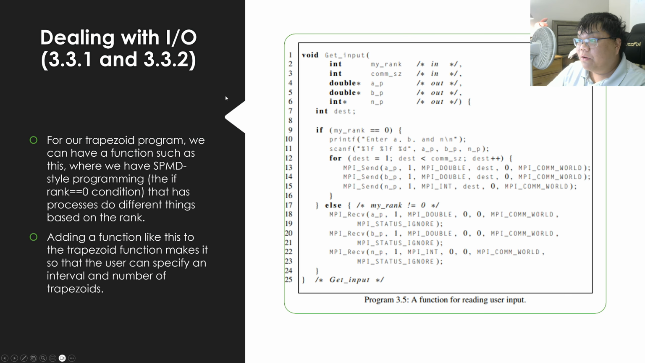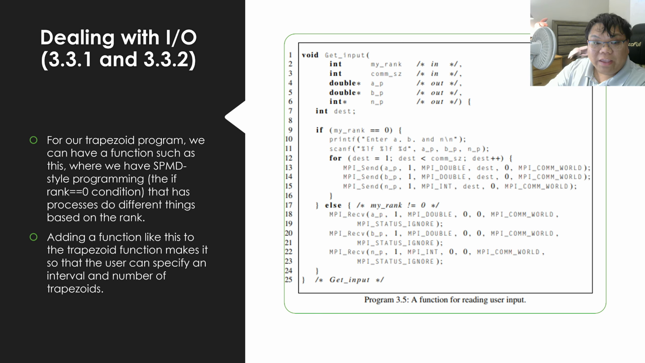So how do we deal with I/O? Well, we're going to need another helper function for that. Let's call it getInput. So this is a helper function that, when we call it, has process 0 say to the user, enter A, B, and the number of trapezoids. And then we use scanf to get those three values, storing them in A, B, and N. And then, for each of those values, we must call MPI_Send.